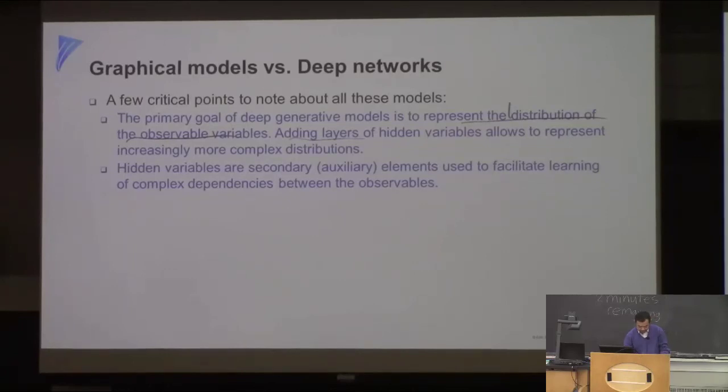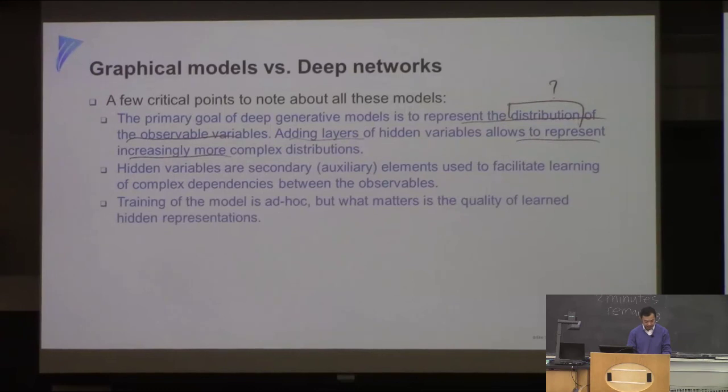I should really say this one is even questionable. It's not necessarily the distribution of observed random variables. It could be just the predictability or the generative mechanisms of that. But it allows you to really have increasingly complex representations in the intermediate layers to make the distribution more complex. But the hidden variables are secondary mechanisms to facilitate learning in a deep learning setting. And the training of the models is usually ad hoc, okay?